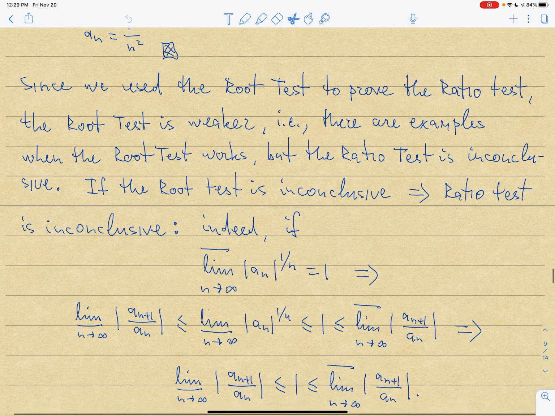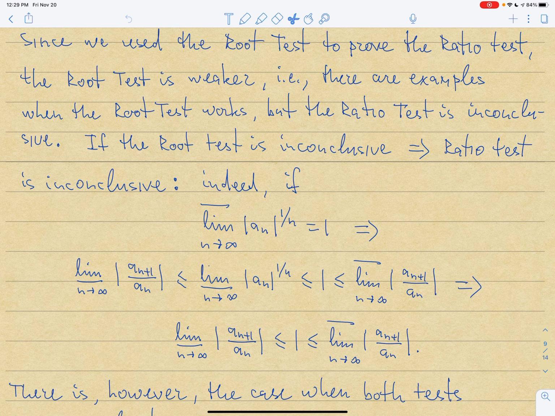And indeed, you can see this based on the following statement that I'm writing on this page. So if lim sup of the nth root of a_n is equal to 1, that means that the root test is inconclusive.